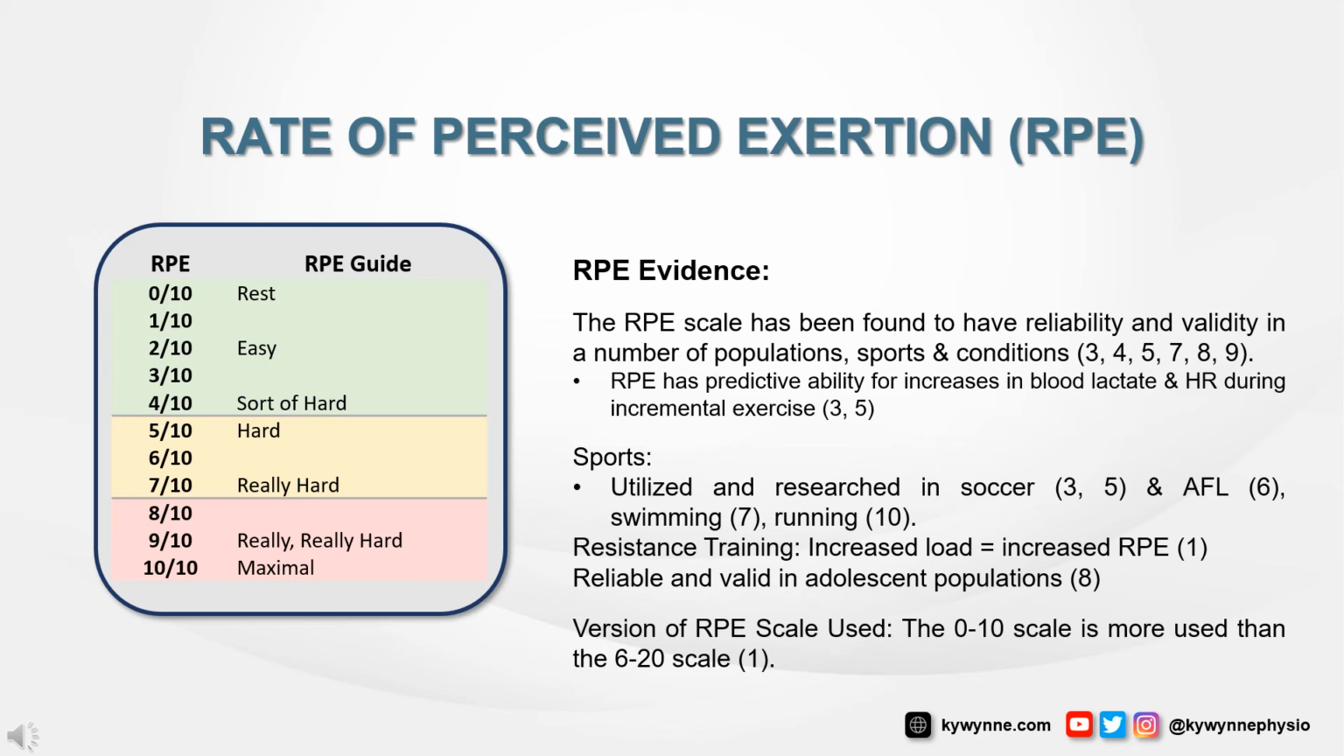The RPE scale is well researched and is found to be reliable and valid in a number of different populations, sports and conditions. I'm not going to go into the evidence, but it's well utilized in a number of sports such as soccer, AFL, swimming and running. Also with resistance training and in a number of different populations, including adolescent populations. The 0 to 10 modified version of the scale is more well utilized in the literature than the 6 to 20 scale.